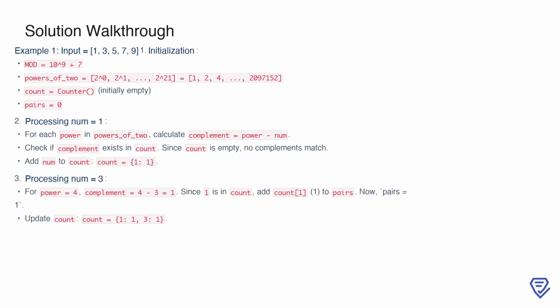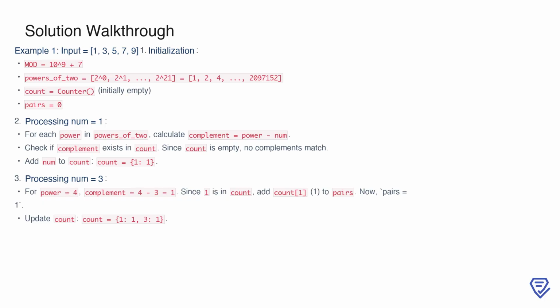To solve the problem, we start by initializing a few key variables. First, we define mod as 10 to the power of 9 plus 7 to handle large numbers during calculations. Then, we pre-compute all powers of 2 up to 2 to the power of 21, storing them in the array powers_of_2. This gives us values like 1, 2, 4, 8, 16, and so on. Next, we initialize a counter object called count to keep track of how many times each number has appeared, and we set pairs to 0 to count the valid pairs we find.